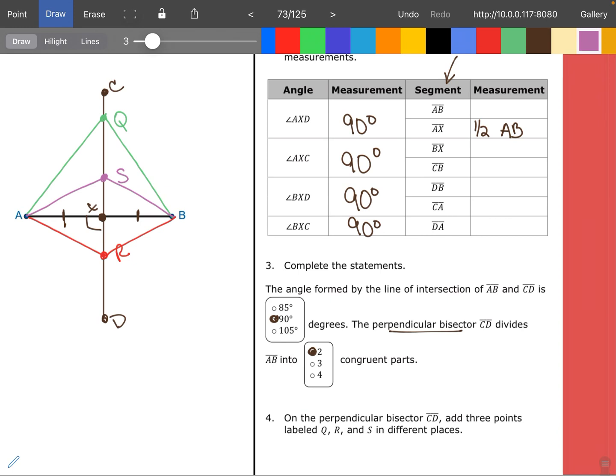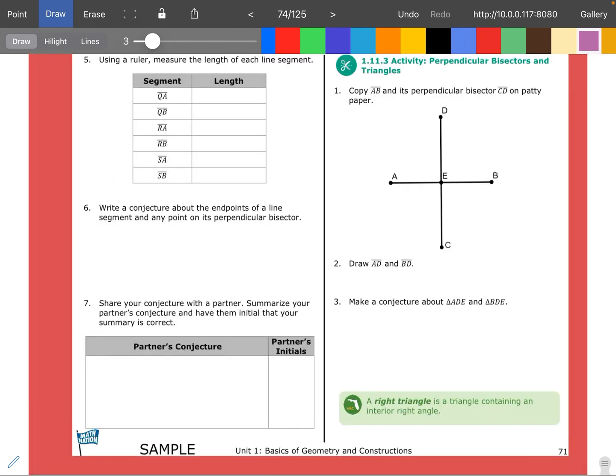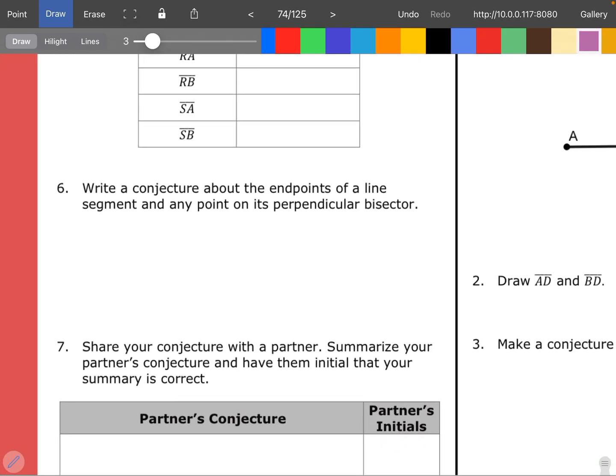What do you think would happen if you drew a line from A to C and B to C? What do you think the relationship would be between those two lines? If you said that they were congruent, you would be correct. So we're going to use that information to write a conjecture.